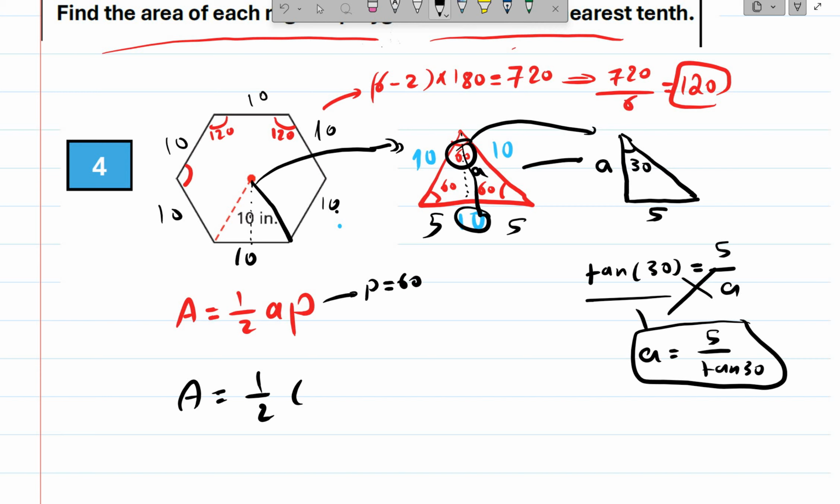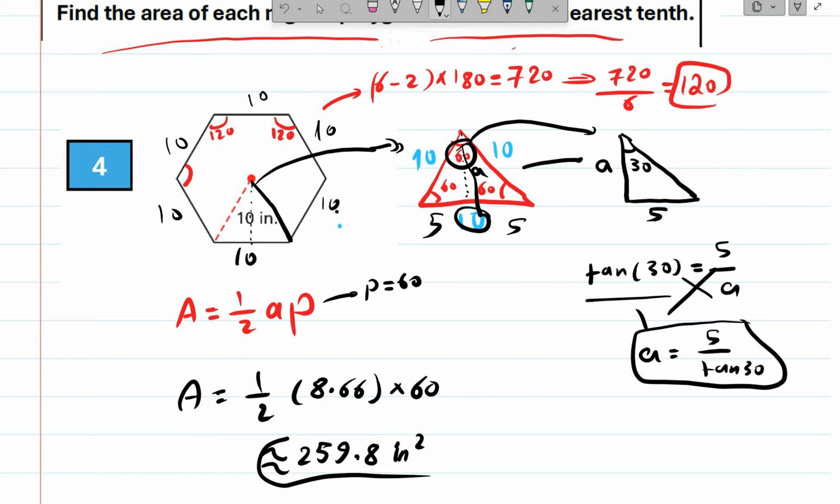5 divided by tan 30 equals 8.66. Times the value of P, which was already 60. So 8.66 times 0.5 times 60, the final answer is going to be 259.8 inch squared. This is going to be the final answer.